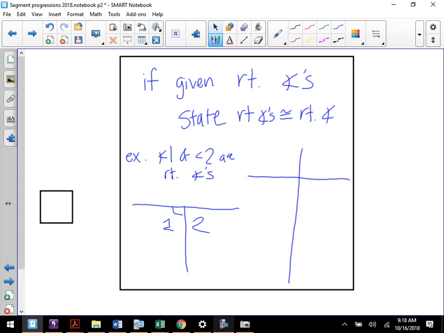Then how you're going to want to make it look in the proof is you're going to, again, write that given statement, state that it's given. So angle 1 and angle 2 are right angles, given. So then your statement, look back up here, your statement's going to be that angle 1 is congruent to angle 2. Reasoning, all right angles are congruent.